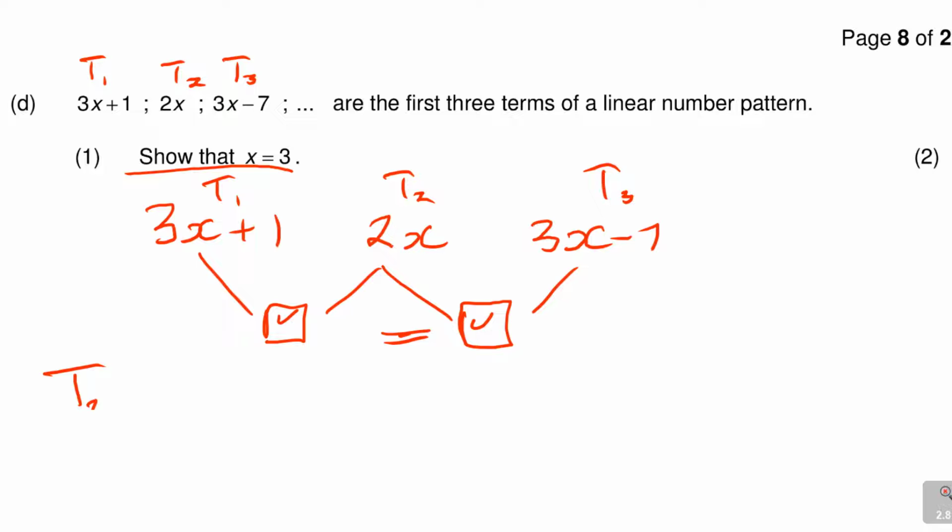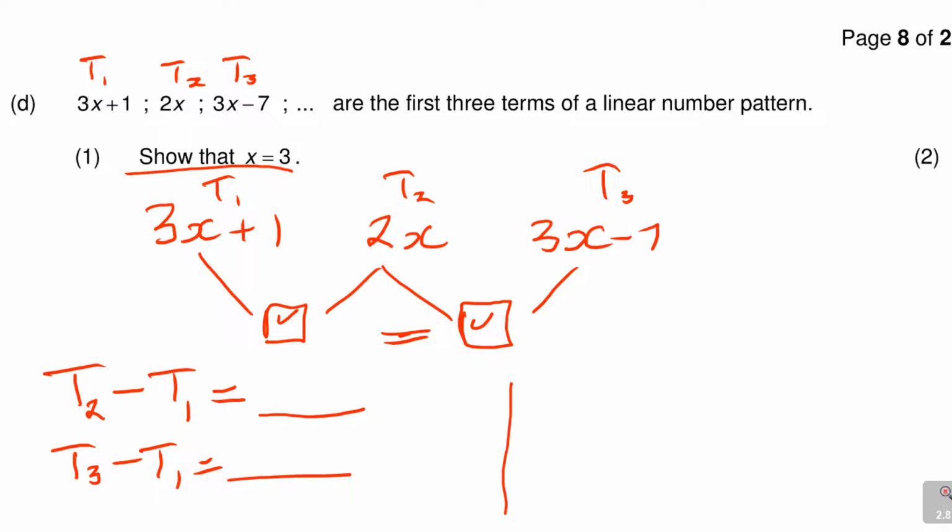But don't forget, how do we do it? We are saying T2 minus T1. It will give me an answer. And then I'm going to say T3 minus T2. It will give me an answer. So we get an answer here, we get an answer there. Then those two answers, we're going to make them equal. Are you with me? So that's what we're going to do.